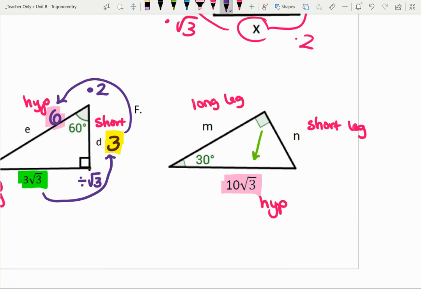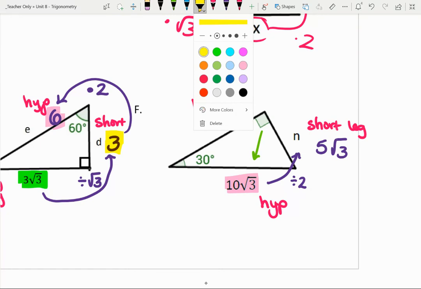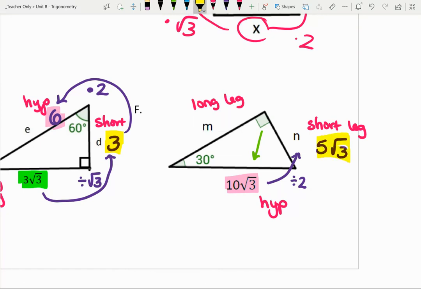And as before, it's pretty nice to go back and forth between the hypotenuse and the short leg. All I have to do here is divide by 2. And so if I take 10 root 3 and I divide by 2, I'm going to get 5 square root 3, right? I can just take that 10 and divide by 2. So I get my short leg is 5 root 3.